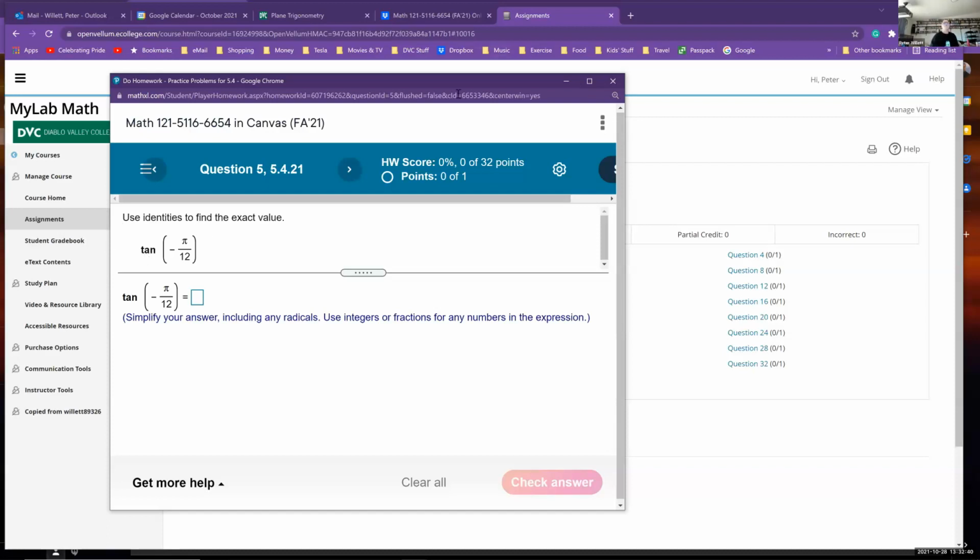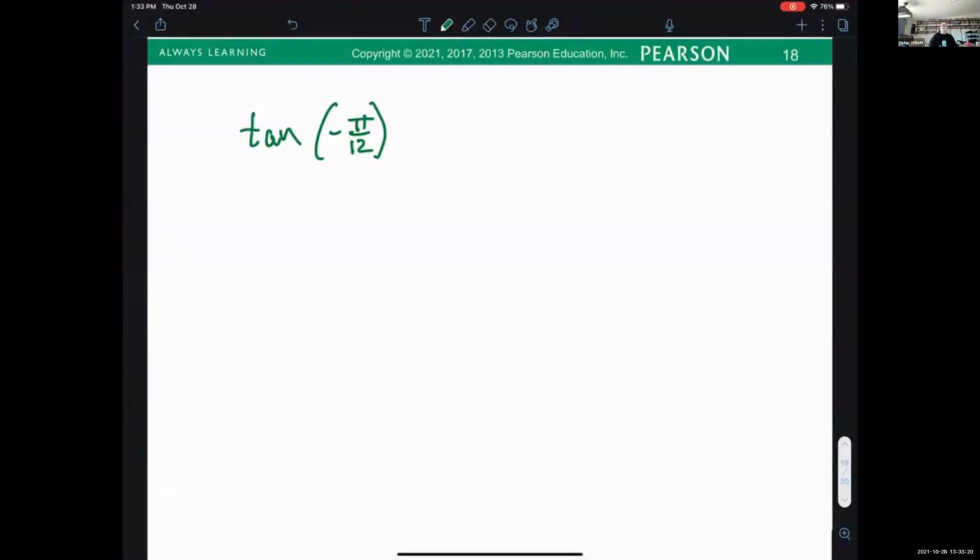So I will point out that as we discussed in last class, when they say the exact value, that's telling you that you're not going to just type this on your calculator and get a decimal, that you're going to have to use some identities to work this into things that we know exact values for. Okay, and here's the problem. So this was a practice problem number 5, where we're supposed to figure out tan of negative pi over 12.